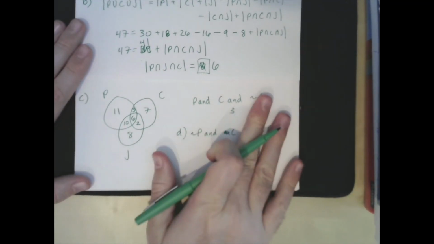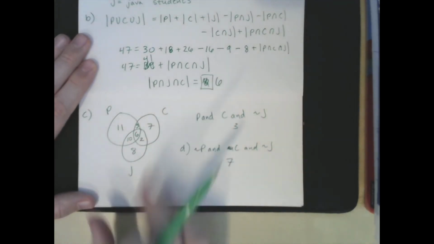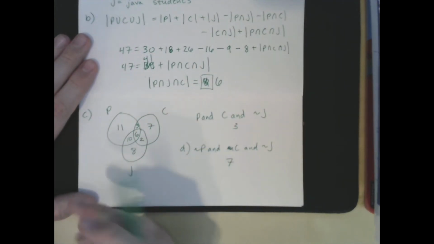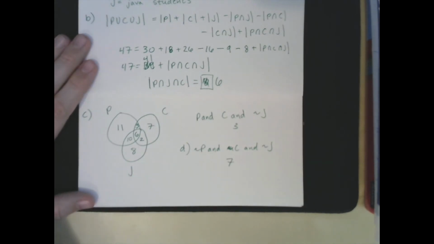So when you're working these problems, you want to start by finding the intersection, because you can build out and figure out what all the overlaps are if you know the intersection and then you know all the individual numbers. But that is going to be the end of 9.3 for us.